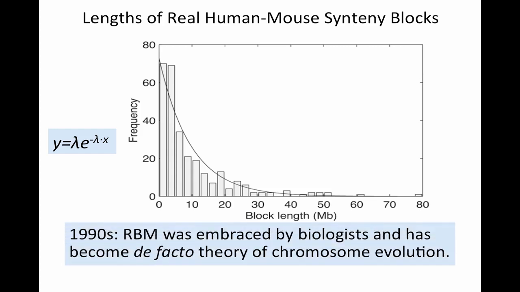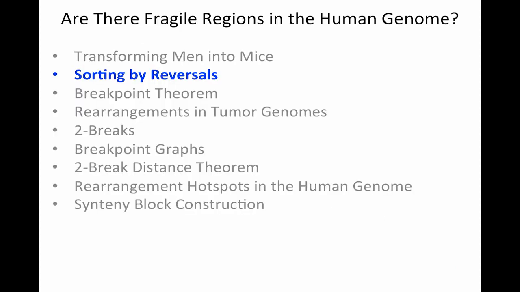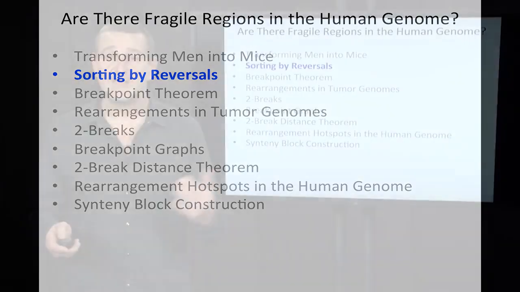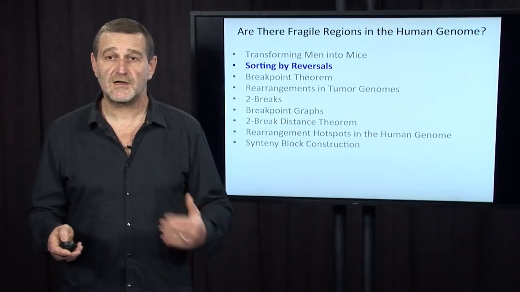As a result, starting in the 1990s, the random breakage model was embraced by biologists and has become the de facto theory of chromosome evolution. And after we describe the random breakage model, we will look into algorithmic aspects of genome rearrangement and talk about sorting by reversals.